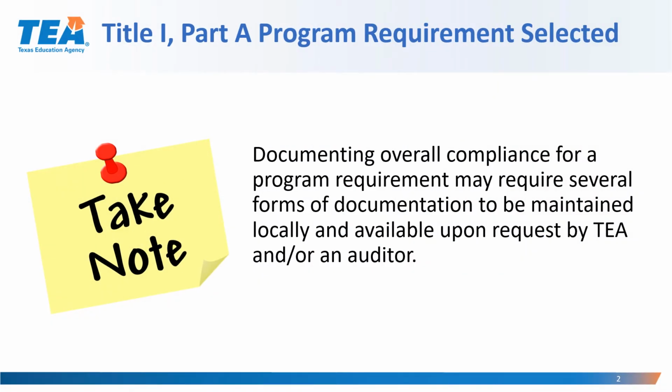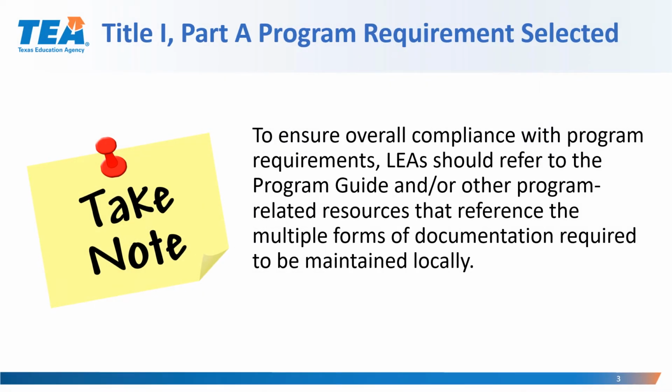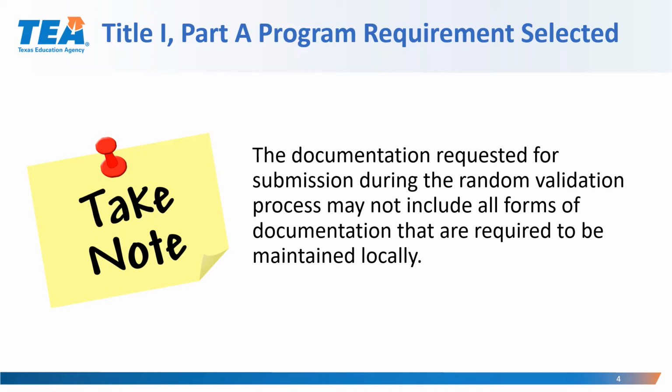Keep in mind that documenting overall compliance for a program requirement may require several forms of documentation to be maintained locally and available upon request by TEA and/or an auditor. To ensure overall compliance with program requirements, LEAs should refer to the Title I Part A program guide and/or other program-related resources that reference the multiple forms of documentation required to be maintained locally. The documentation requested for this submission during the random validation process may not include all forms of documentation that are required to be maintained locally.